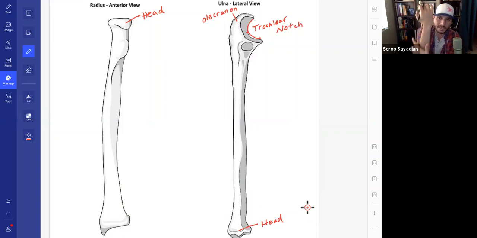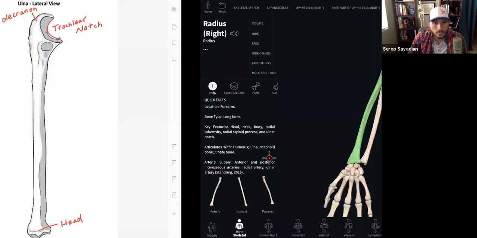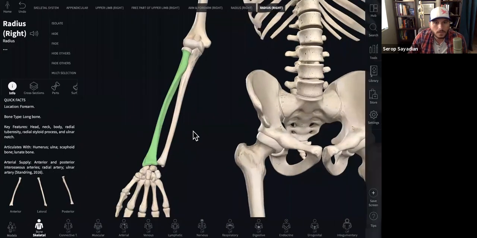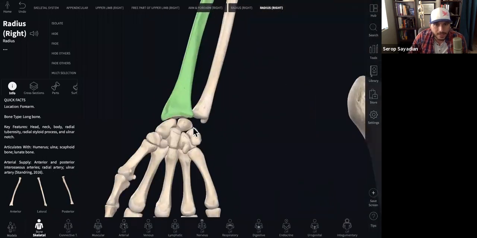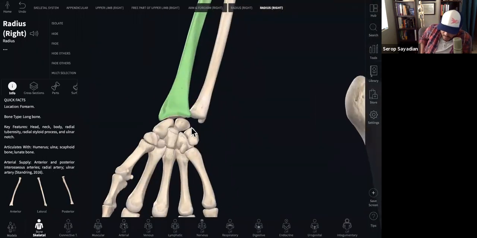And just like the radius was always going to be on the lateral, thumb side, the ulna is always going to be the pinky side. So it's always the medial bone in the forearm. Try to remember that. The ulna is the medial bone in the forearm. The radius is the lateral bone in the forearm. And see how the ulna and radius actually connect to the wrist bones.